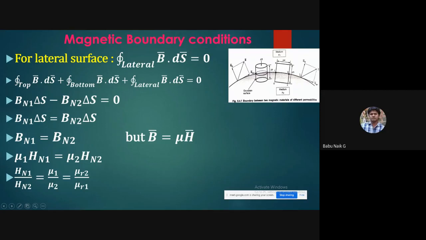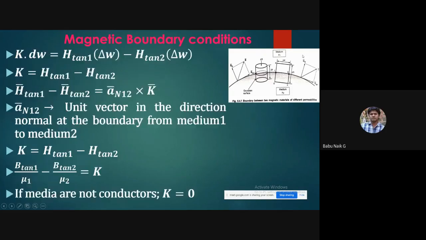So this is the calculation on the boundary region for the magnetic flux density and magnetic field intensity for the normal components. Now the second one is tangential. What will happen for the tangential component of the magnetic field or magnetic flux density? For this we need to consider a closed path.